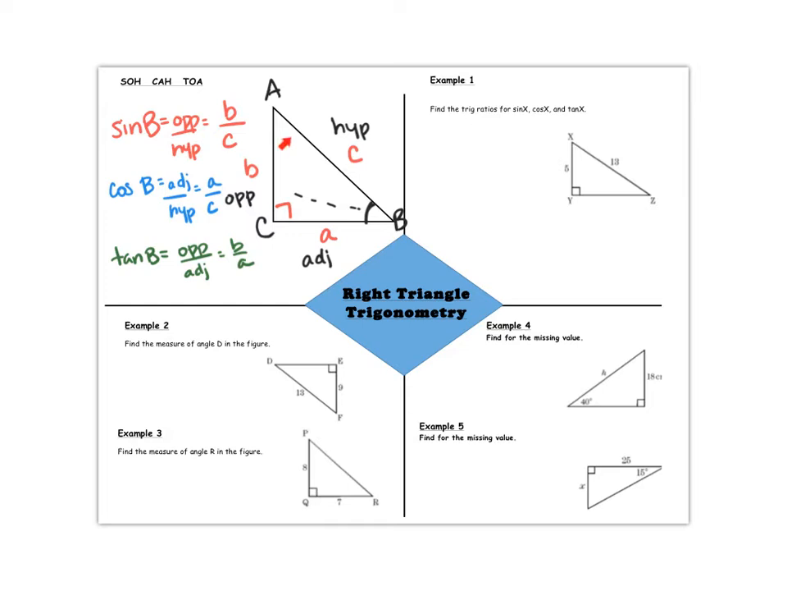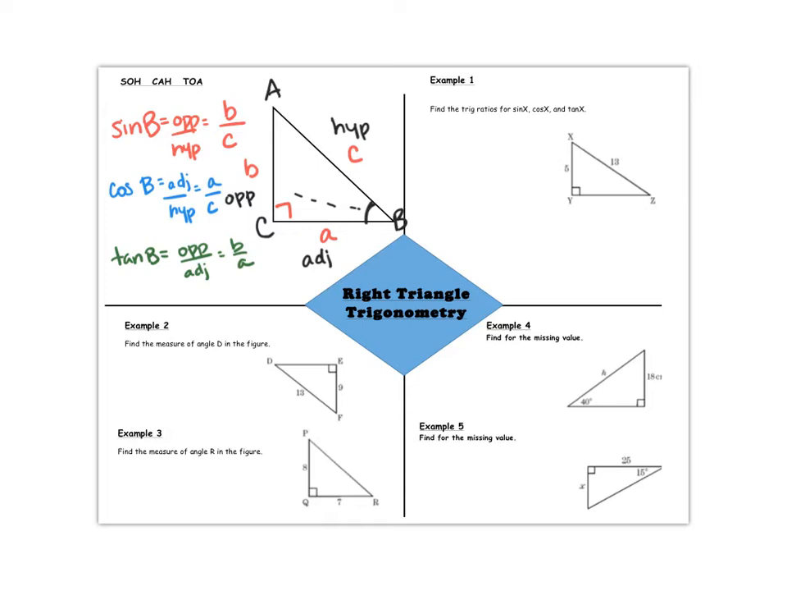Realize that if we switch angles and talk about A, all of these ratios will flip. So this is really about respect to whatever angle you're talking about. So the first thing you should do with any right triangle is mark the angle and then label the sides.